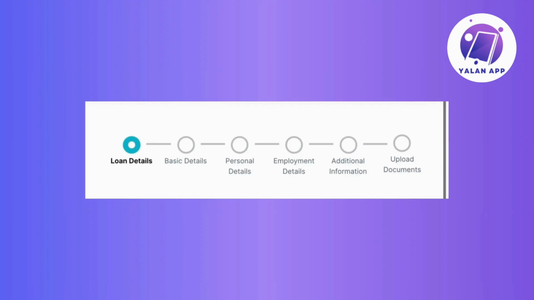Okay, so after that, just proceed through the process, providing your basic personal and employment details, and just be prepared for potential additional information requests, and don't forget to upload the necessary documents. And that's it. Just follow the prompts, fill in the required information, and you're on your way to applying for a personal loan with Metrobank.